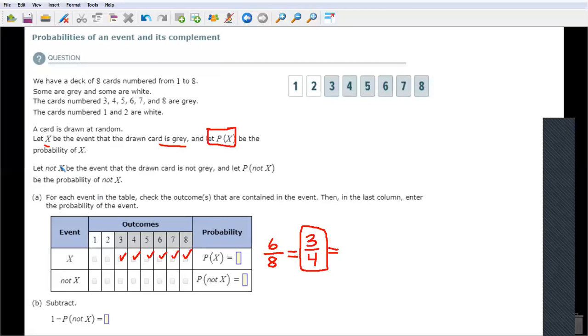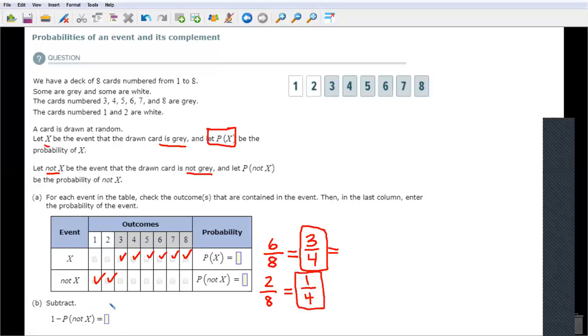Now if you take a look at not X, the event that the drawn card is not gray, we're looking at just 1 and 2 for that. So out of our 8 possible outcomes, 2 of them will result in a not gray card being chosen. That fraction we can simplify to 1/4.